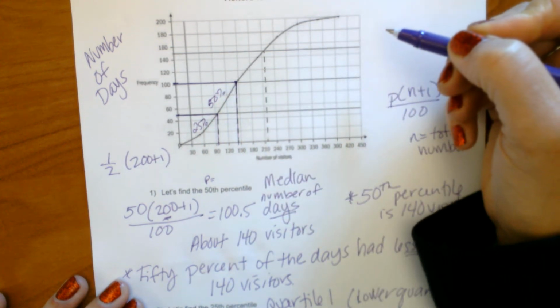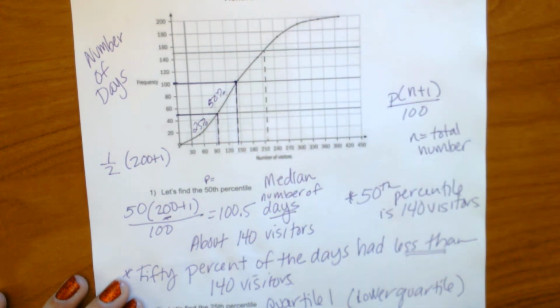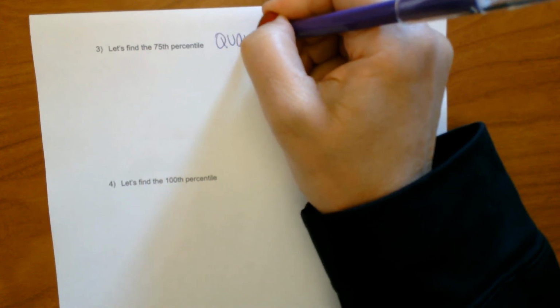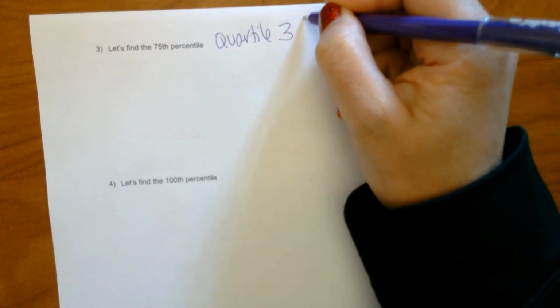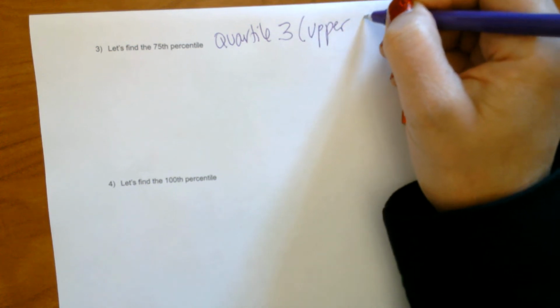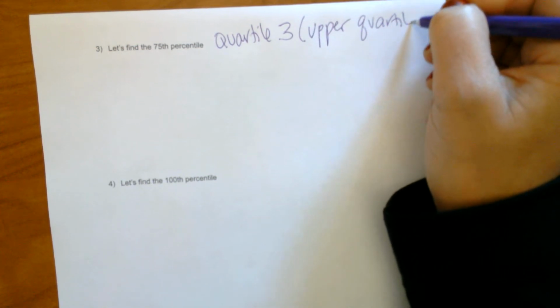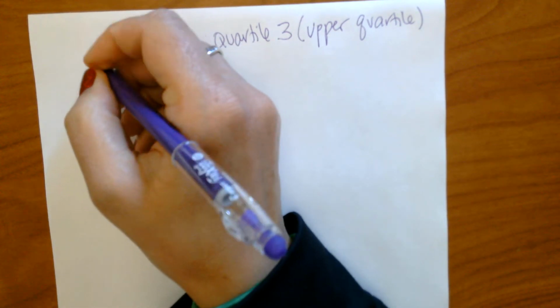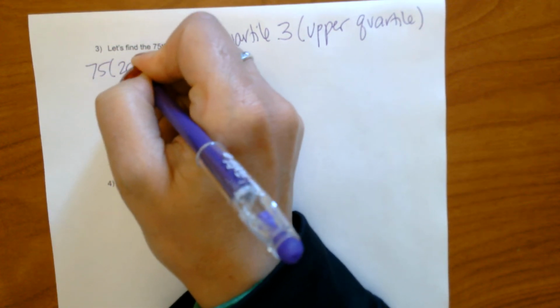Guess which one we're going to do next? You got it, 75%. So let's go. Okay. Find the 75th percentile. Again, quartile 3. This is how it's matching up with our work on box plots. So this is the upper quartile. So we have to find the 75th percent of the data. So we can use our formula.